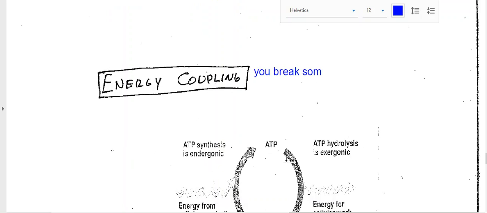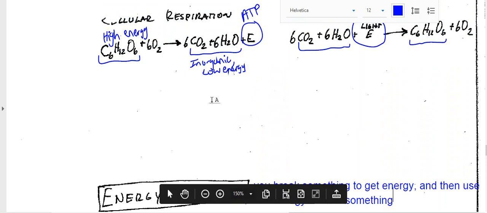There's a cute little diagram down here, but the gist of this is, I'm going to go ahead and type this, you break something to get energy and then use that energy to build something. And this is exactly what your cells do. So I'll give you a quick example.